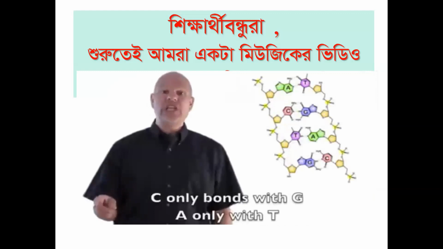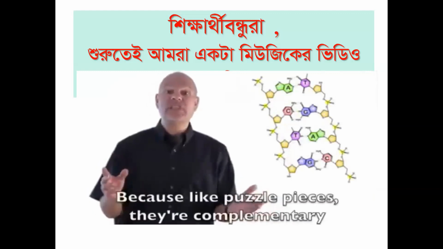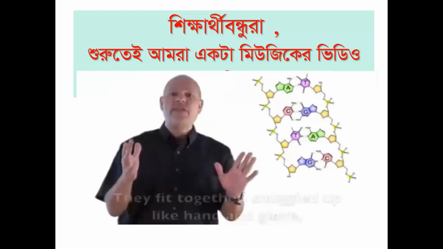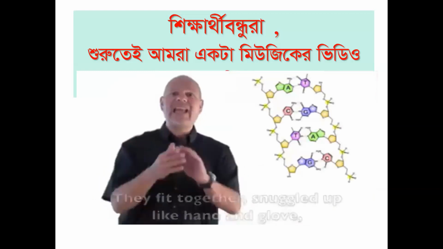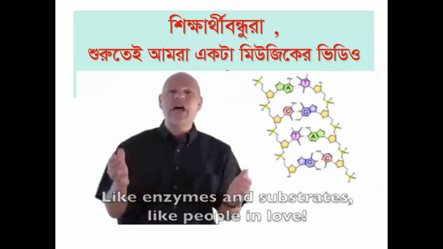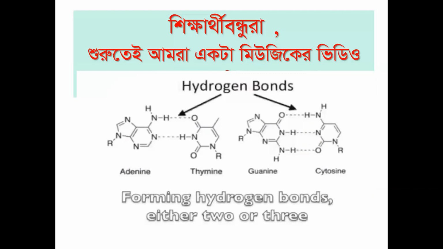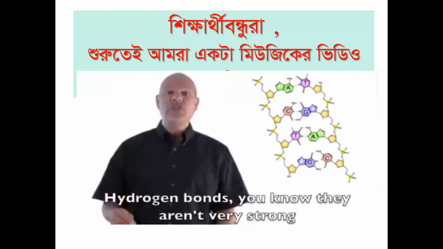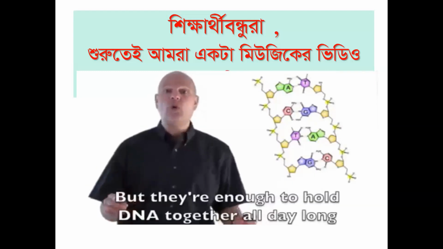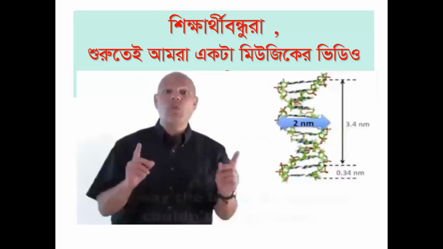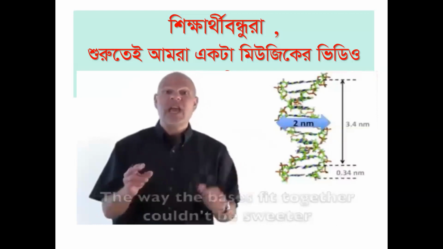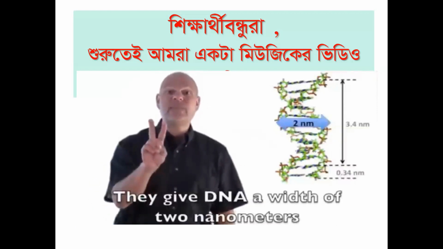C only bonds with G, A only with T, because like puzzle pieces, they're complementary. They fit together, snuggled up like hand and glove, like enzymes and substrates, like people in love. A, T, C, G matched up like lock and key, forming hydrogen bonds, either two or three. Hydrogen bonds, you know they aren't very strong, but they're enough to hold DNA together all day long. The way the bases fit together couldn't be sweeter. They give DNA its width of 2 nanometers.